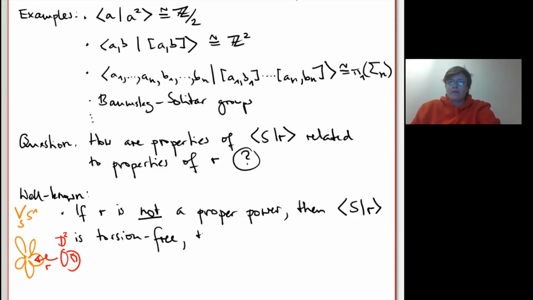So then the presentation complex of this presentation is a classifying space for the group.